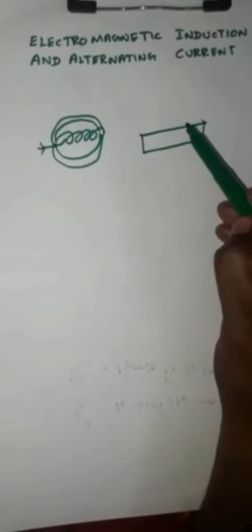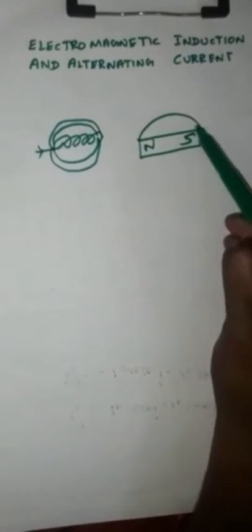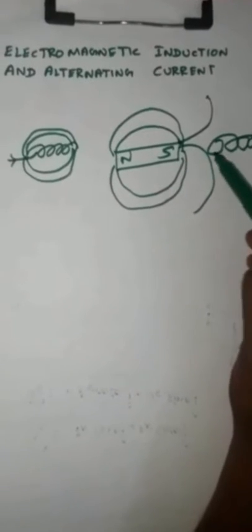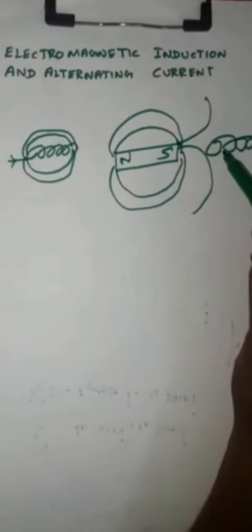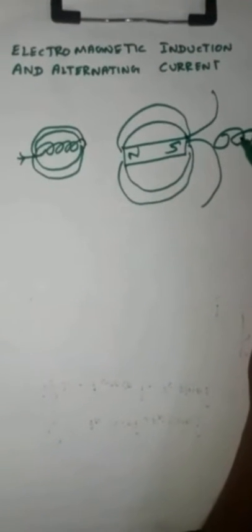So here we are taking one bar magnet. These are the magnetic lines of force from north pole to south pole. When we place one coil, this is a solenoid, in this magnetic field, so that the magnetic field lines link with the coil, it produces an electric current.